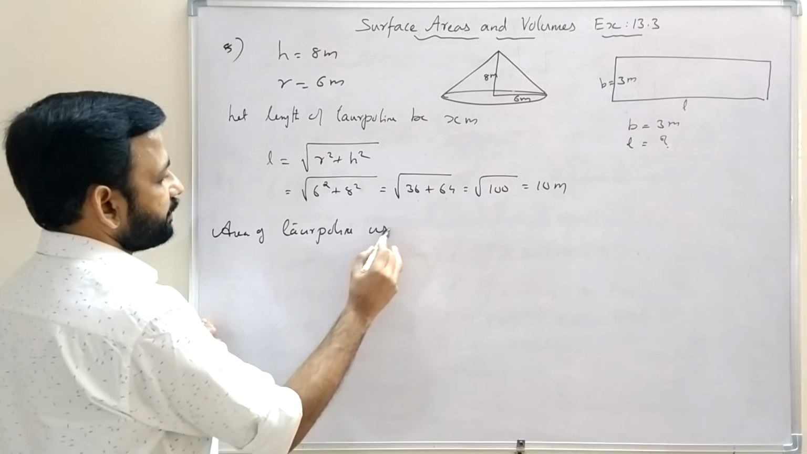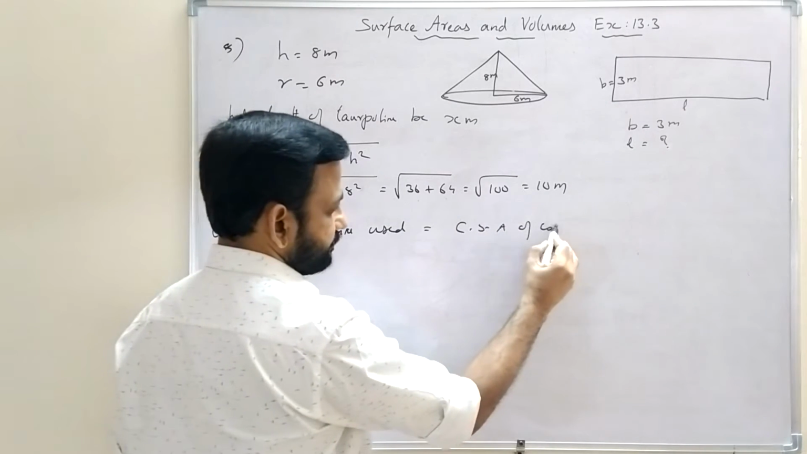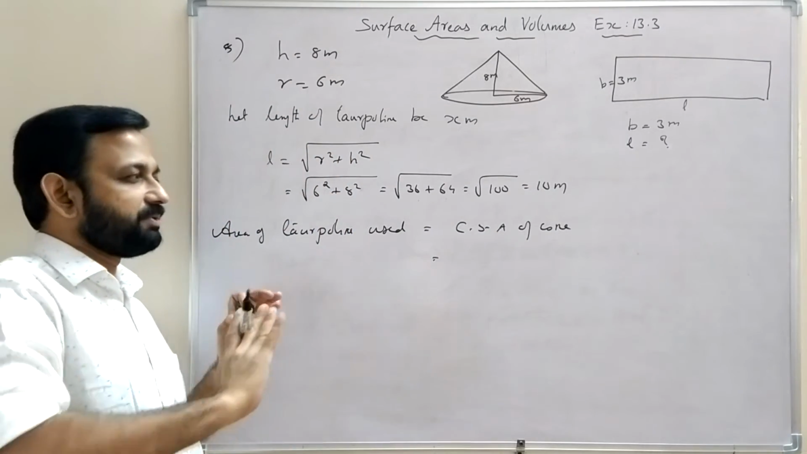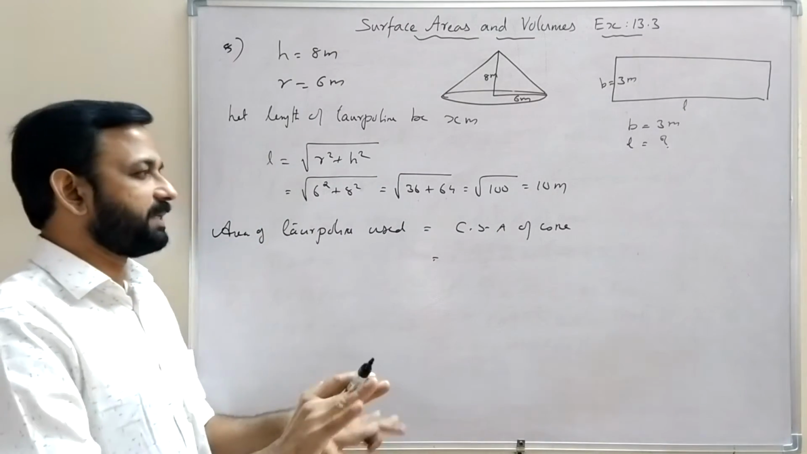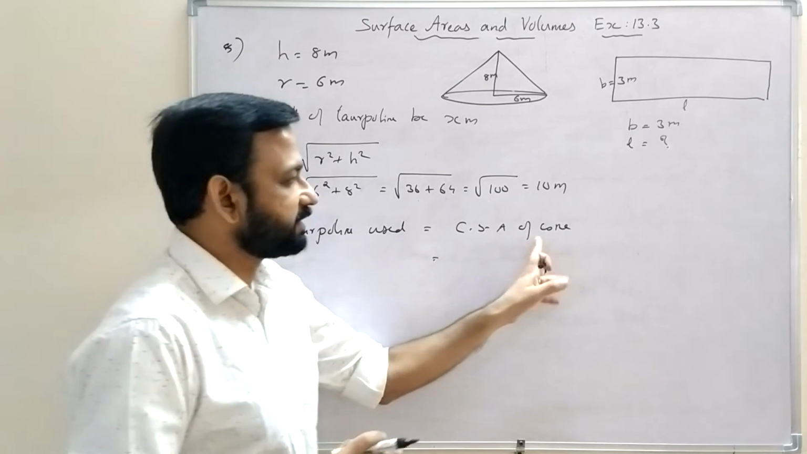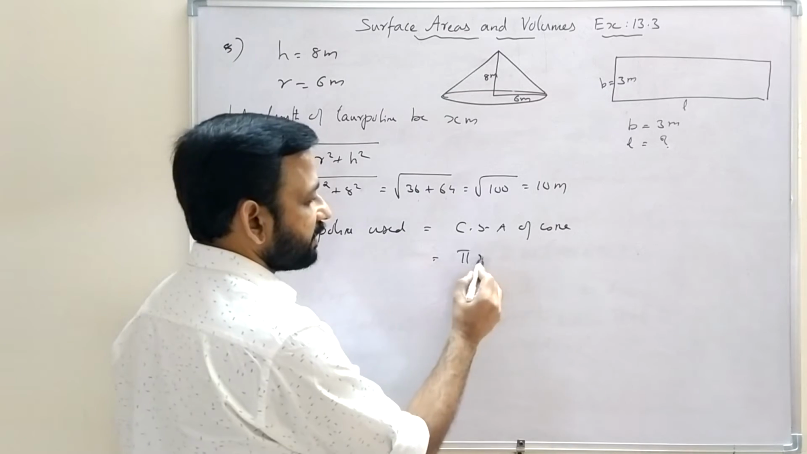Area of tarpaulin used is equal to the CSA of the cone, because we use the tarpaulin to cover the curved surface, not the base. So only the curved surface. So the curved surface area of a cone, that formula is pi r l.